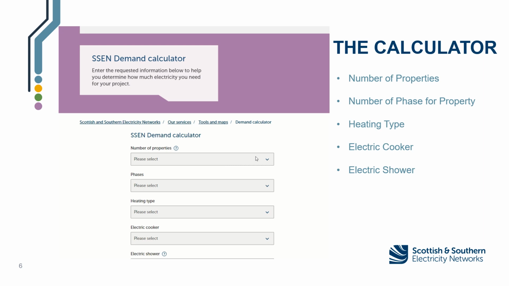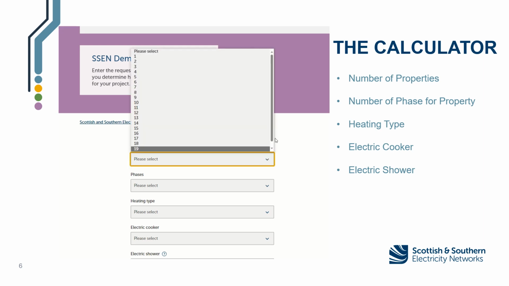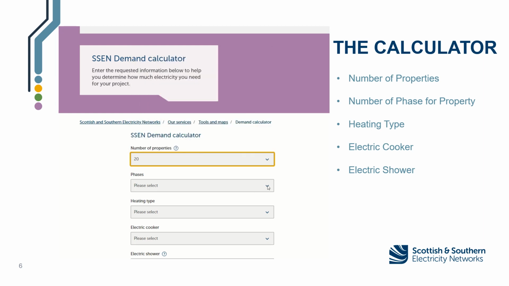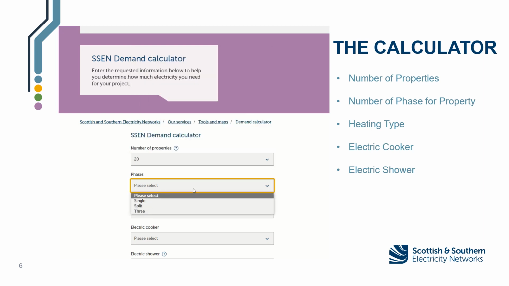So onto the calculator itself. The calculator itself asks you a number of questions. The first question it asks you is about the number of properties, and you can select up to 20 on the web version. It then asks you about the number of phases. Most commonly it'll be single phase, but you can select split or 3-phase there as well.